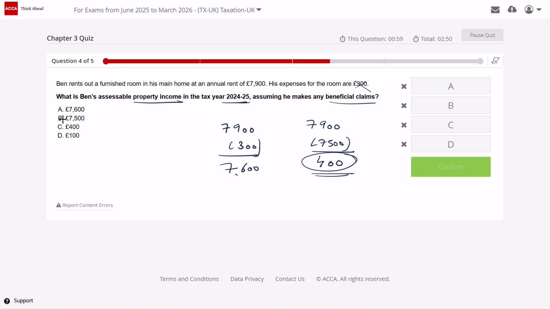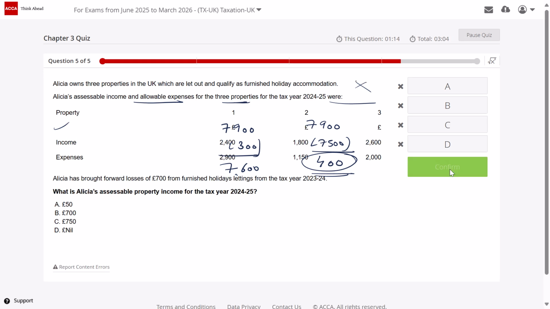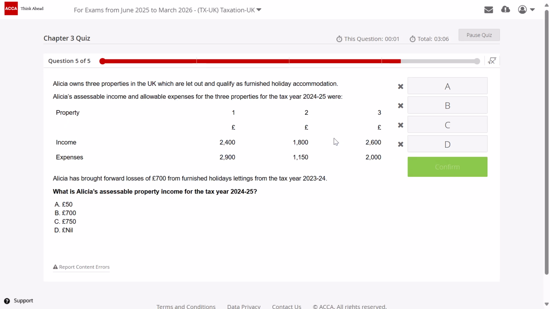See, if I'm claiming for rent a room relief, I cannot claim for expenses. If I'm claiming for this exemption of my income, I cannot claim expenses as such. So we need to decide in exams whichever is beneficial, the normal computation versus your rent a room relief claim. Moving on to question 5.